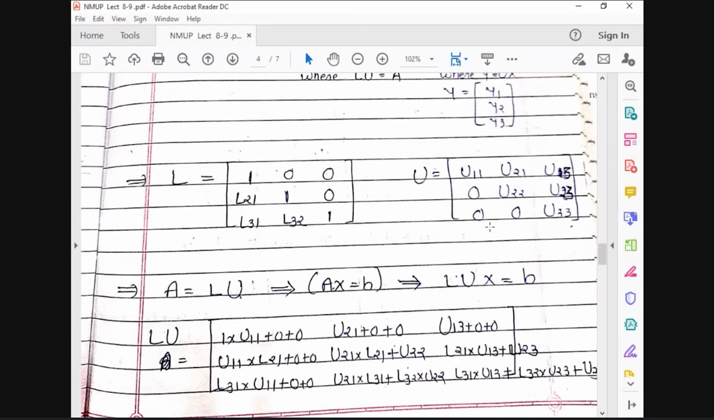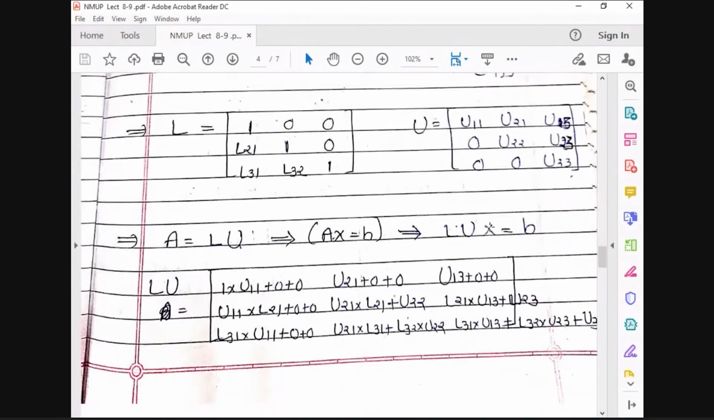Now, in this way, you have to do the multiplication of L and U. How to do this? Just take the first row from L, 1 0 0, and multiply it with the first column. If I multiply 1 with U11, and 0 with 0 and 0 with 0, the first value is equal to U11. I have already written it over here so you can understand easily.